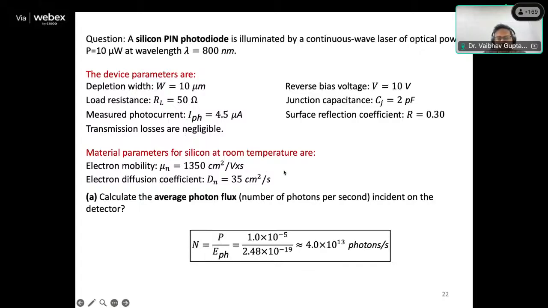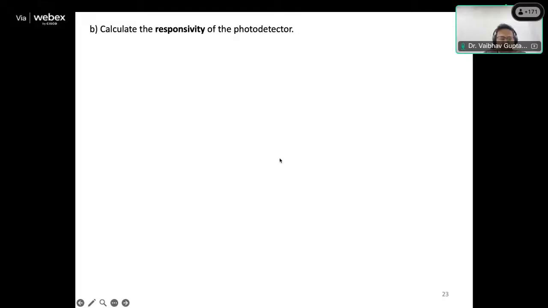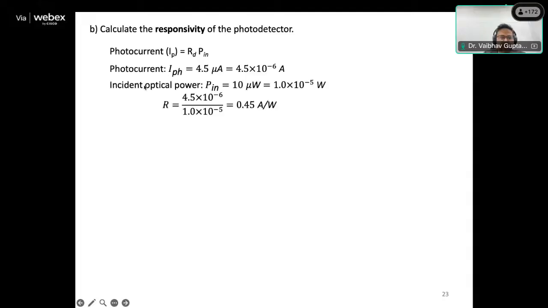So I'm just trying to explain some parameters of a photodiode and what kind of questions one can ask. The next question is we need to calculate the responsivity of these detectors. So how do we calculate the responsivity? If you remember the formula, responsivity is how many photons are getting converted into current. So photocurrent divided by the total incident power.